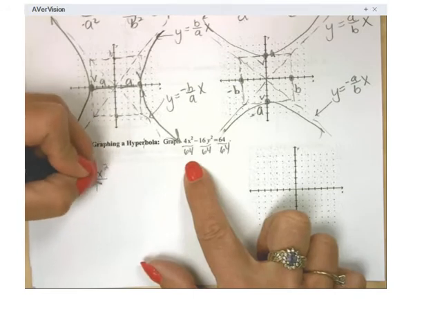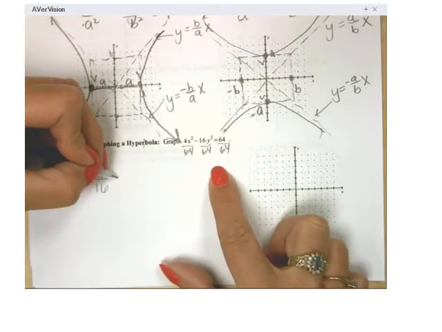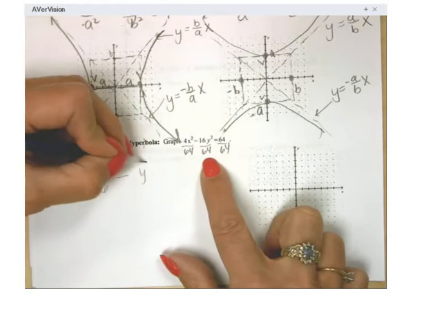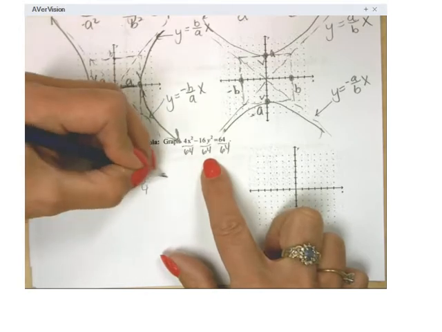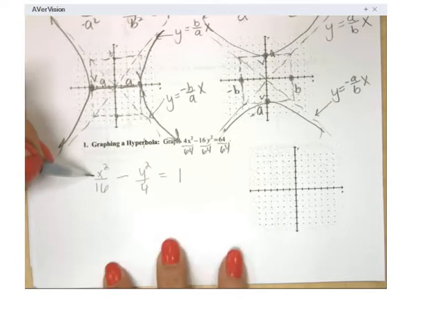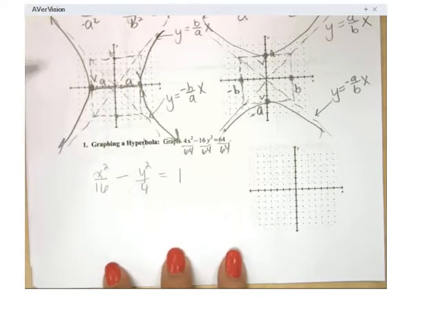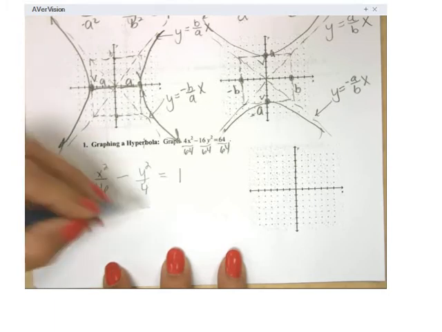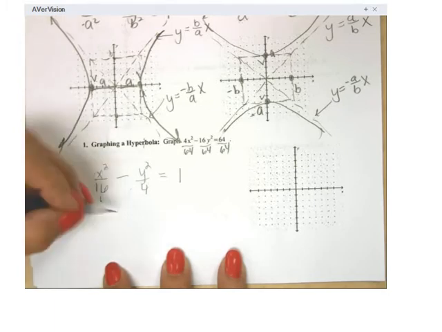Okay, so when I reduce that down, wow, that lead just shot out of there. Okay, so I have x squared over 16 minus y squared over 4 equals 1. Now, I can see right now that this is going to open left and right because I have my x variable at that front position. These numbers are going to guide me to make my box.